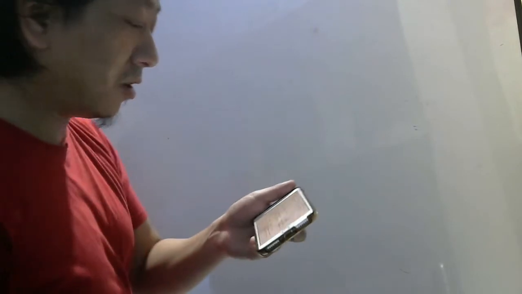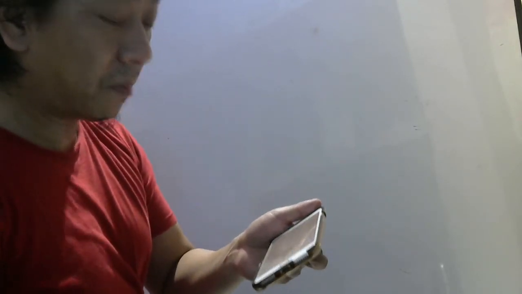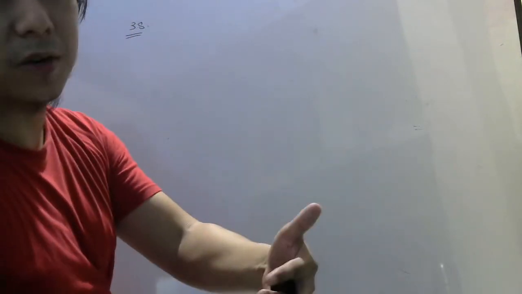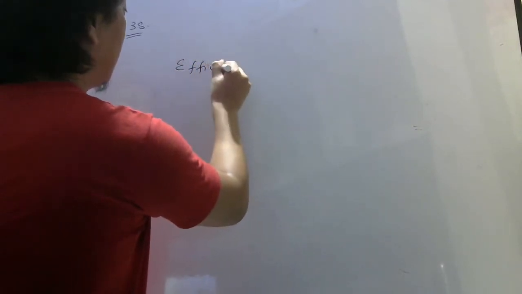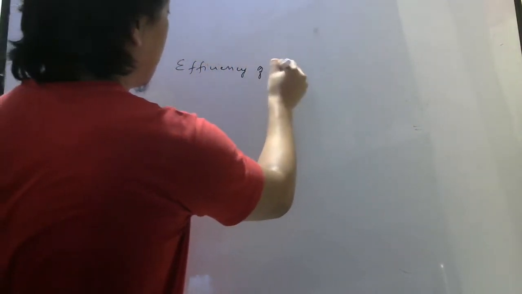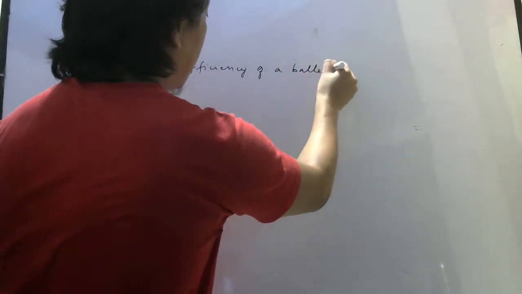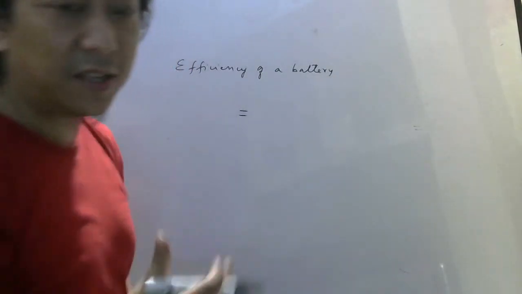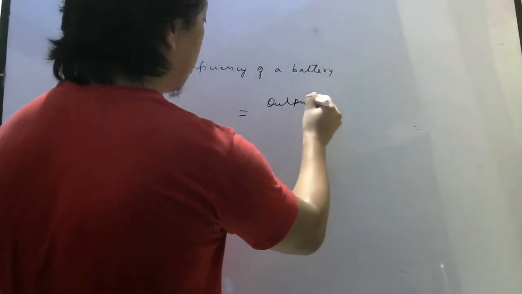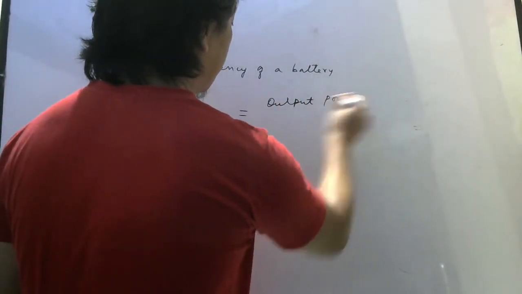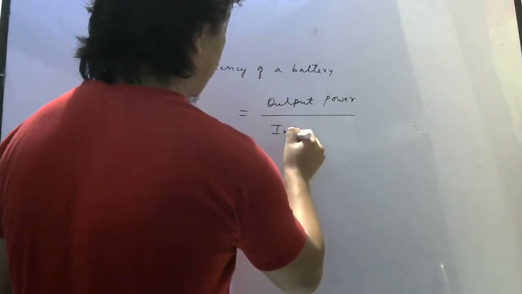The efficiency of a battery when delivering maximum power. When delivering maximum power, what will be the efficiency of the battery? For efficiency of a battery, first you should know the definition. Efficiency of anything is output by input. So this is output power by input power.